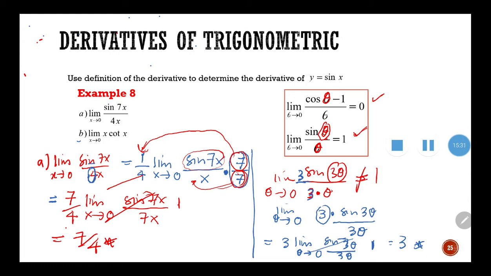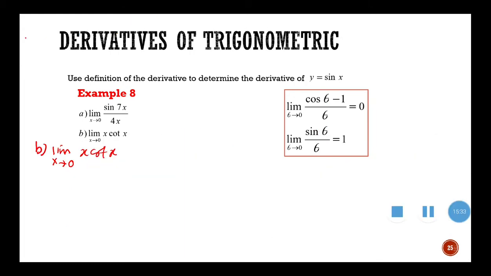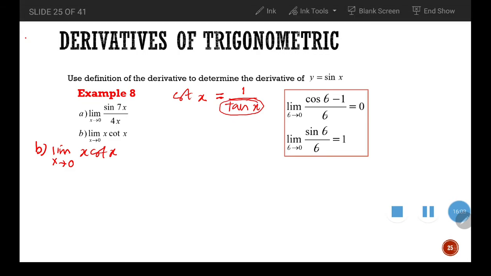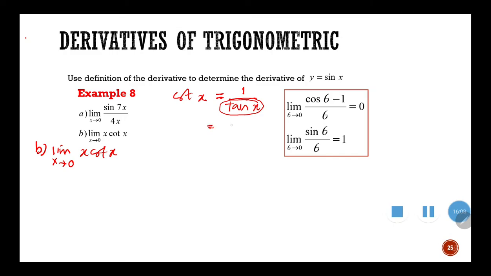Now we're going to proceed with B. For example B here, we have the limit as x approaches 0 of x times cotangent x. What is cotangent x? For the synchronous class, I'm sure some have answered already, so I'll answer my own question. Cotangent x is 1 over tangent x. And what is tangent x? Tangent x is sine x over cos x.